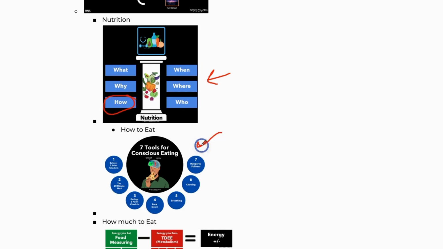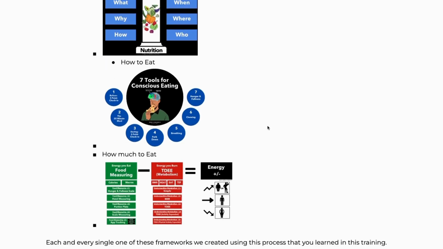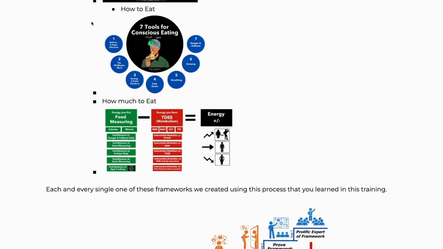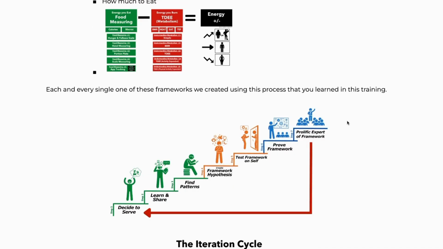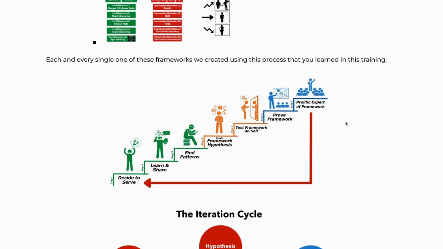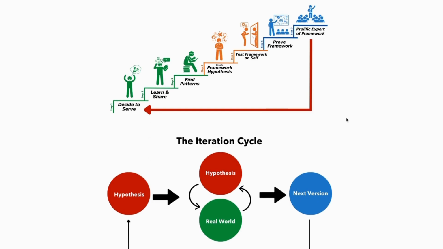And then we had the 7 tools for conscious eating. And then when we talk about, let's say, for example, how much to eat, right? We had a different framework for that. And so every single time that you have a new framework that you're going to create, it is very much like a cycle, right? It's an iteration cycle that you're going through in order to create new frameworks all the time. And especially if you get good at the skill of creating the visual representations of this, right?